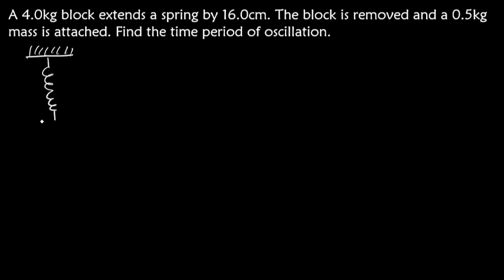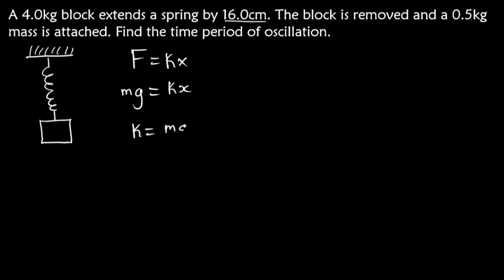So the idea is if this is the block attached to it, it extends the spring by this distance first of all. So we can say force is equal to kx. Then we know that the force in the y-axis is equal to mg. It's the weight force. This is equal to kx. So what we want to find is the value of k. So k is equal to mg divided by x, the displacement.